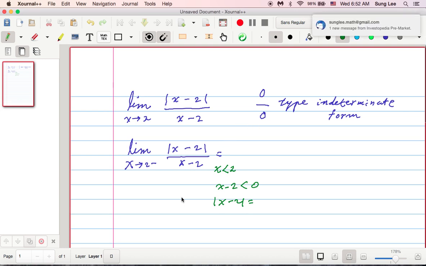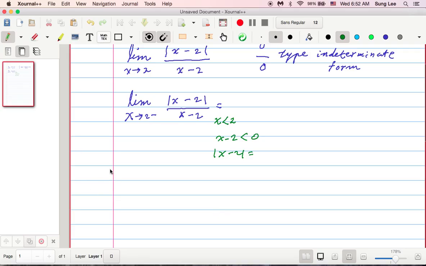Remember what absolute value does: no matter what number goes in, it becomes positive. So how do you make it positive? Often students have no problem with this. Whenever I ask a student, what's the absolute value of negative 2? No problem, they will say 2. And what is the absolute value of 3? That's 3.